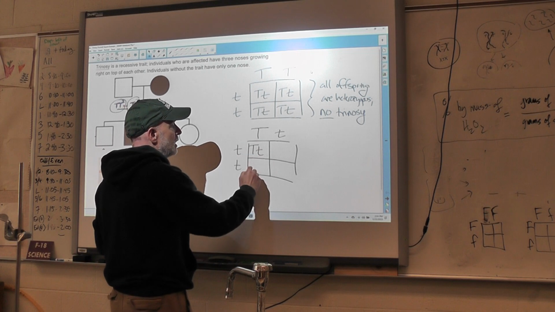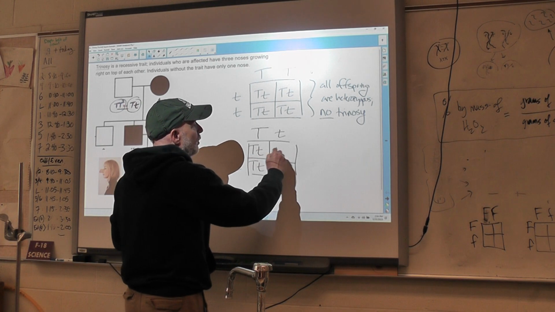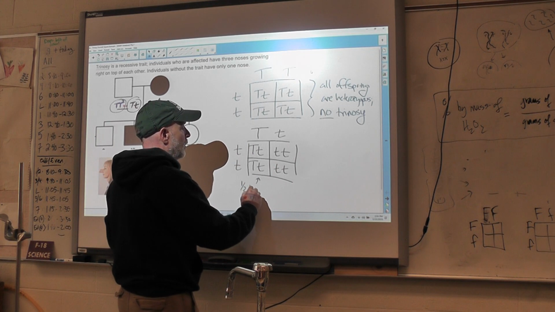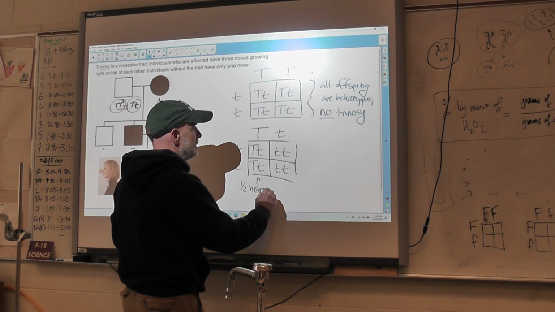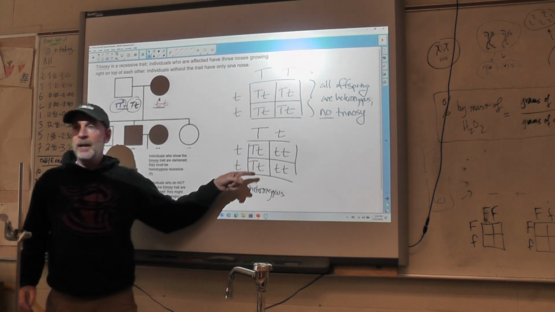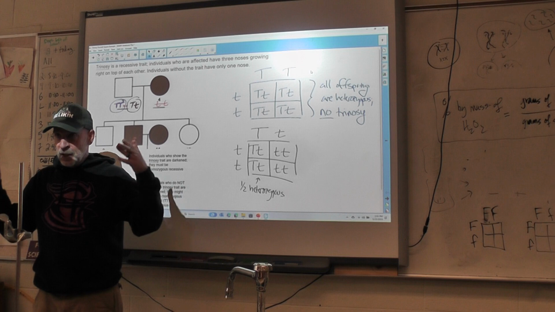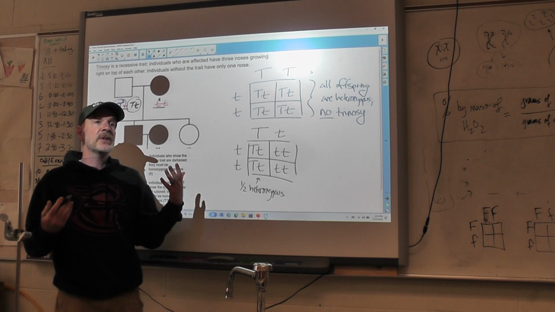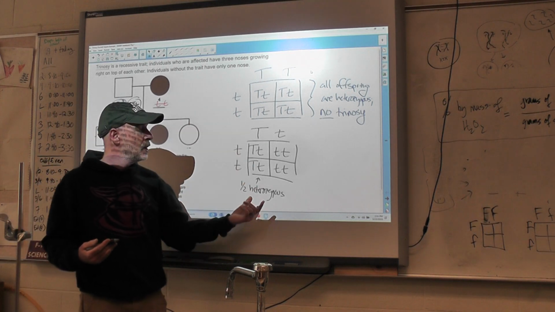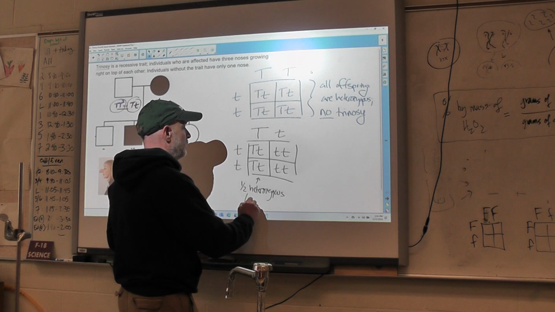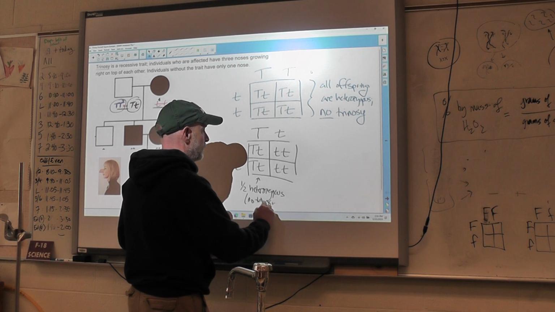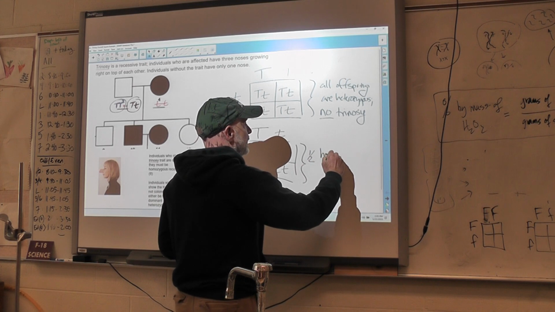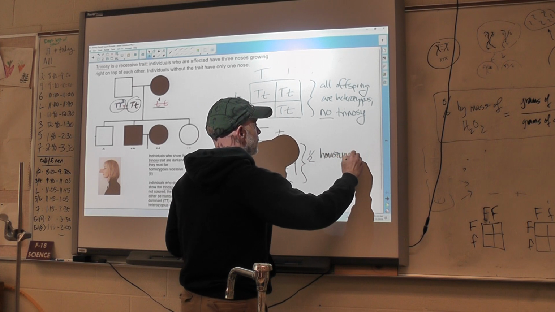And as a result, half of the offspring would be expected to be heterozygous. And what this means is not that 1 out of every 2 kids that are born will be heterozygous. What it means is, on average, there's a 50% chance that any given child will be heterozygous and will not have trinosy. And half the time, they will be homozygous recessive.